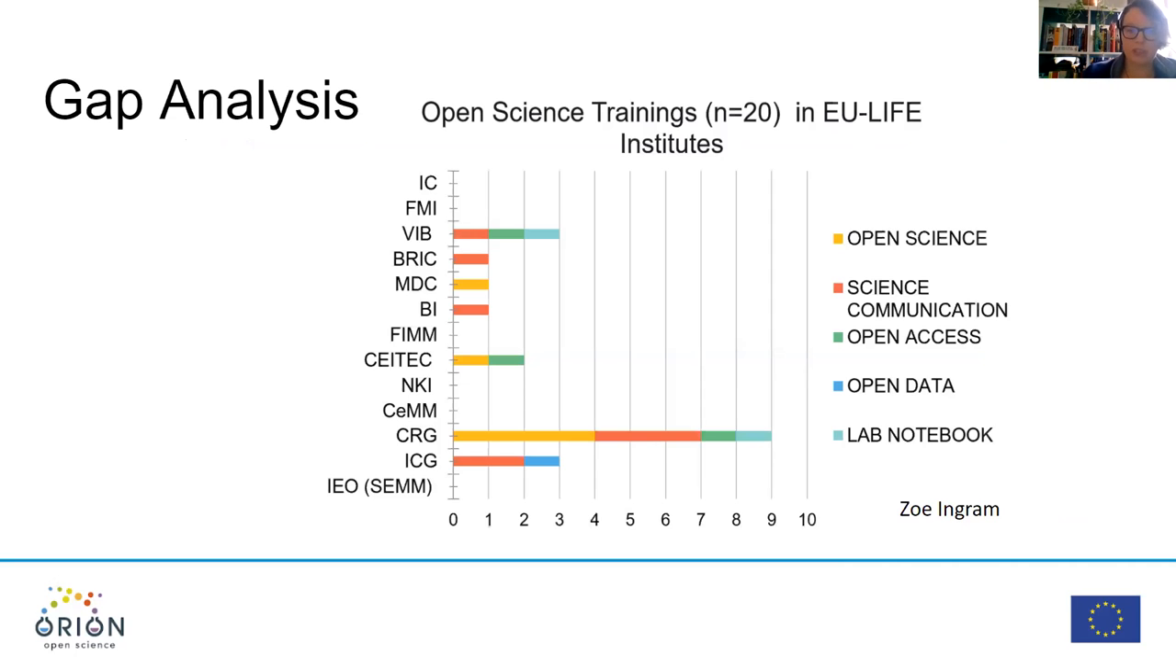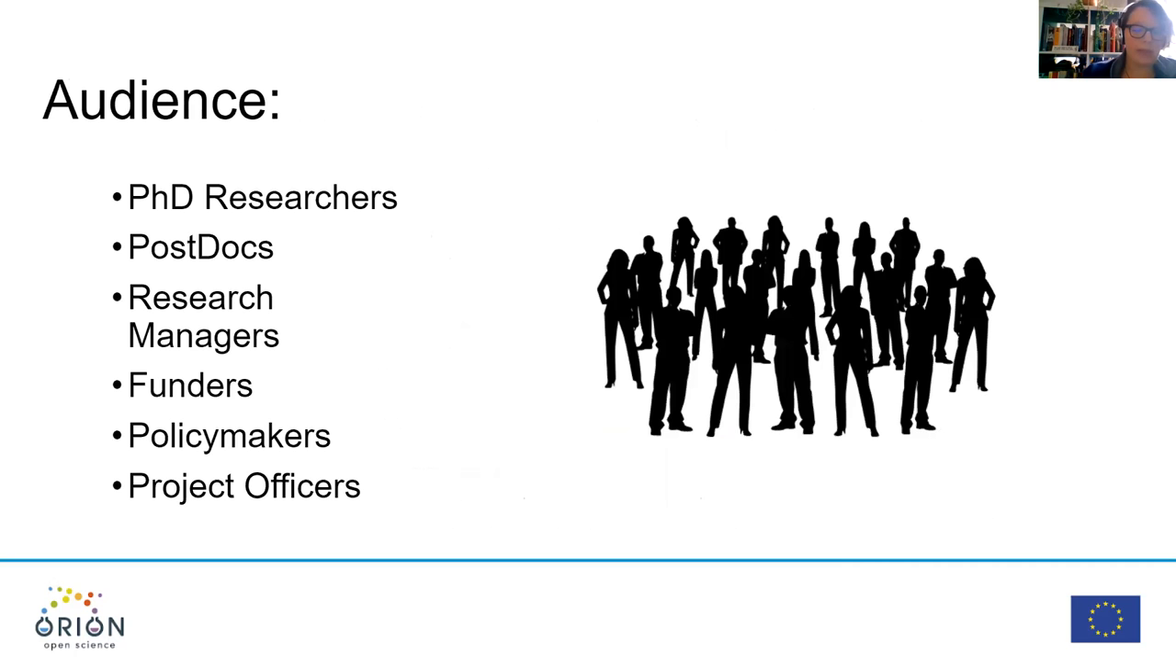So having established that there was a need for open science training, we then thought about our audience, and those were PhD researchers, research managers, policymakers, funders. So we divided the training loosely into researchers and funders and research managers. So we delivered slightly different training, as you can imagine, for those two groups.